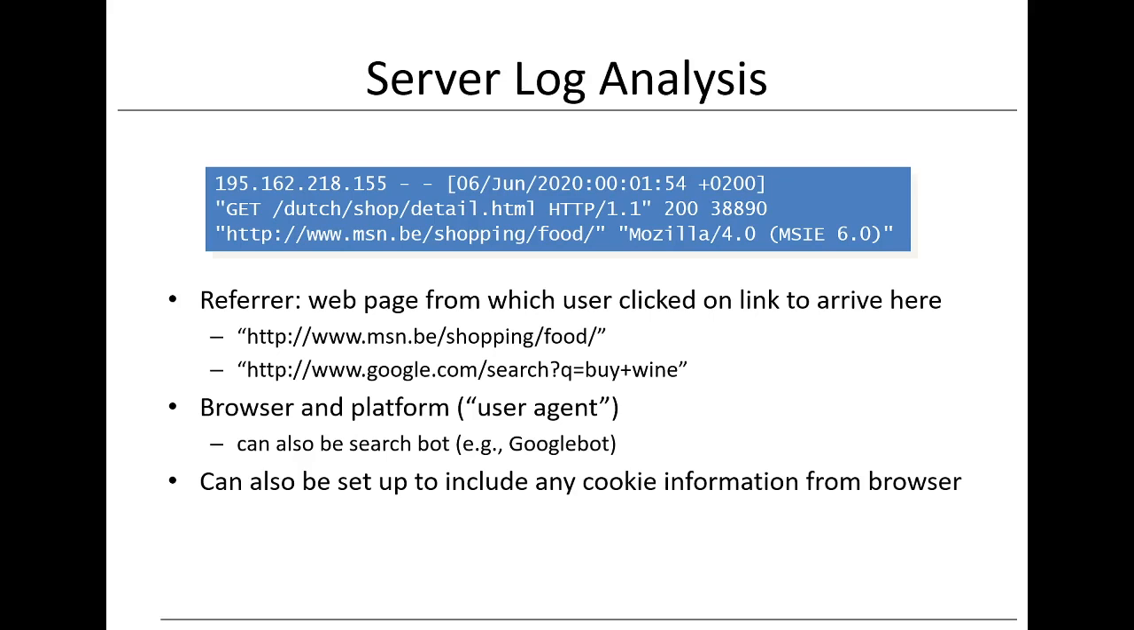Next, we have the user agent, which consists of the browser and platform that the client is using. This is also useful as it tells us what are the most popular browsers and platforms used to visit our site, so we better make sure our site performs well on these. Note that this could also be a search bot, which is a type of software program that automatically crawls the internet to determine the content of websites such that search engines can decide where to include your website in their search results. The Google bot is doing this for Google. Finally, also cookie information can be included, as we discussed later.